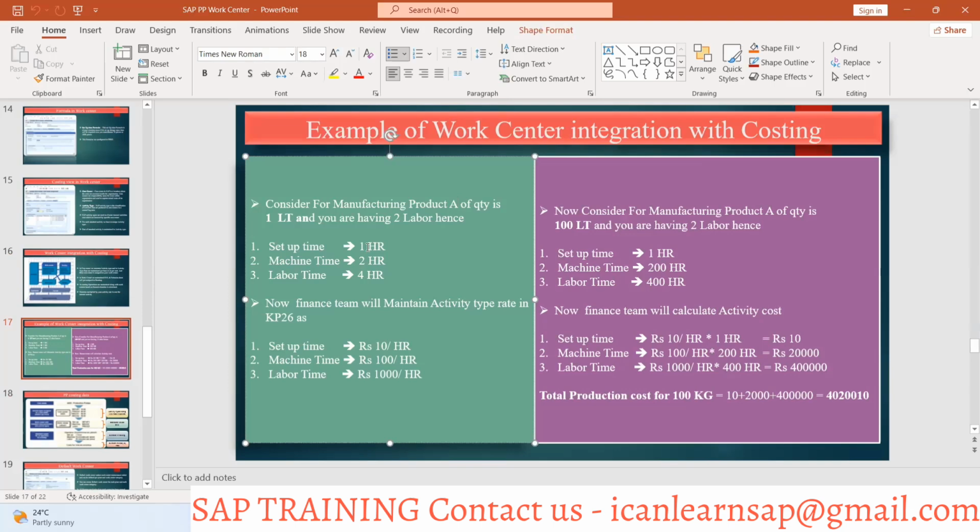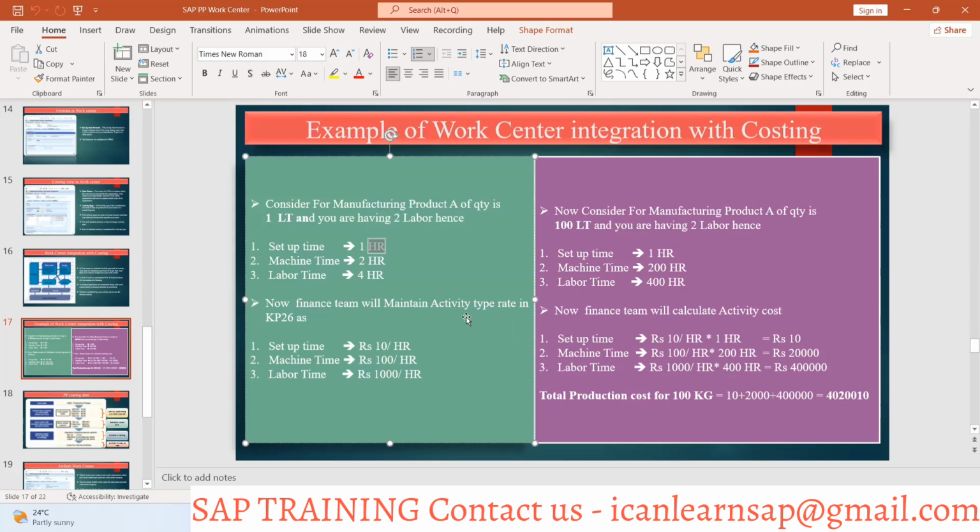Setup time for whatever machines you are using is 1 hour. Machine time is 2 hours and labor time is 4 hours. 2 labors working means 2 hours per each labor. To manufacture 1 liter, setup time is 1 hour, machine time is 2 hours, and labor time is 4 hours. Clear? Everybody clear up till this?